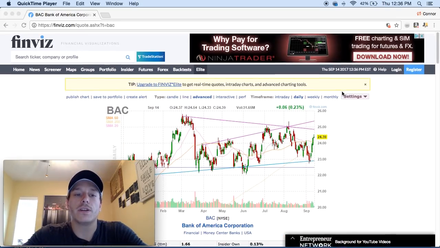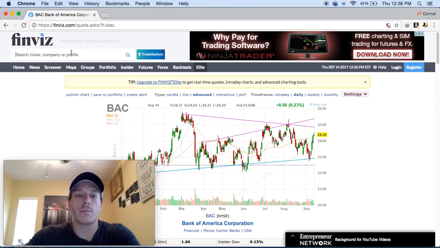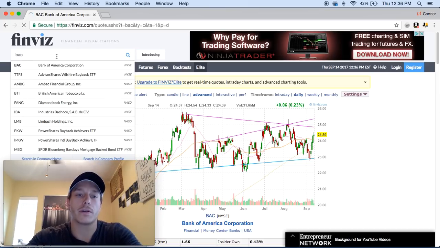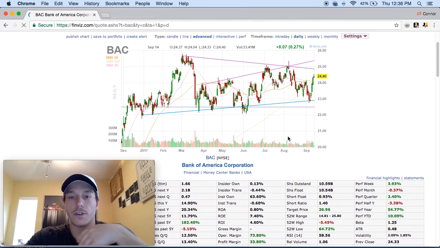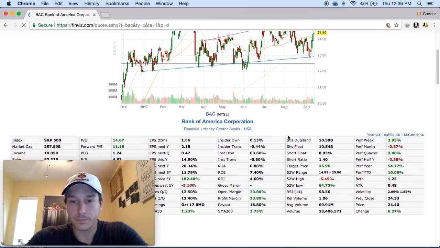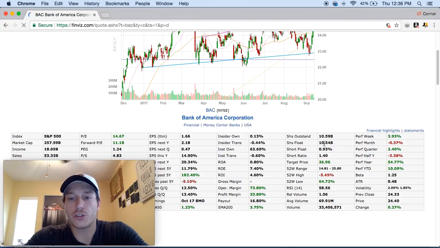So you can go to FinViz, and let's just redo this. I'm going to type in Bank of America, BAC. Let it load. It'll give you a chart and some cool stuff you can look at. It's super useful. And here we go. Here's share float. Share float is 10.54 billion.